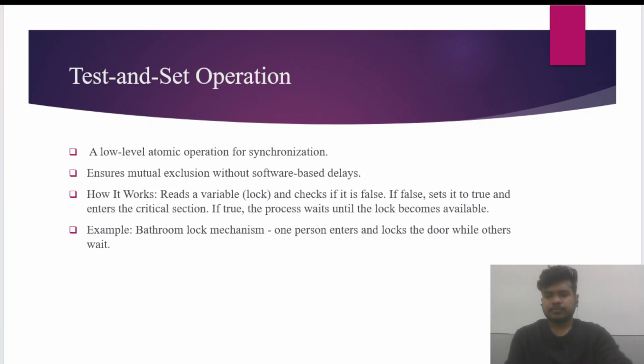So how does it work? Firstly, the test and set operation reads a variable, usually called a lock, to see if it is already set. If the value is false, it sets the variable to true and proceeds. If the value is true, the process waits for the lock to become false again. For example, imagine a bathroom lock. If the lock is false, that is, the bathroom is free, the person will enter and set it to true, meaning the bathroom is occupied. Now, if the lock is true, the person waits until it is free.